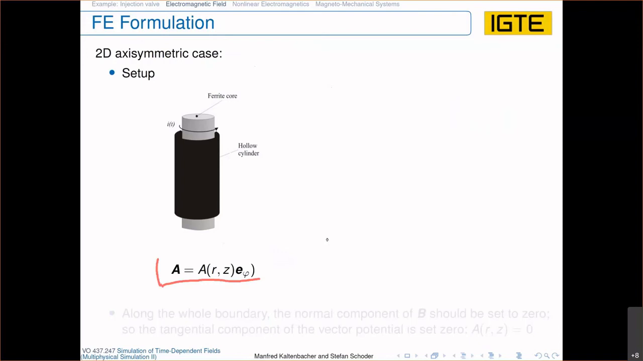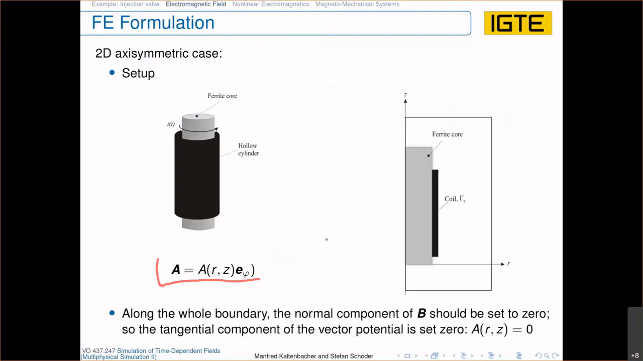So the computational domain is shown here. We have the cross section of this axisymmetric case. Here is the r direction, here is the z direction, and we have a rectangular structure, the coil, here the ferrite core, and that should be the outer limiting computational domain. So this will be our boundary where we want to compute the magnetic field.